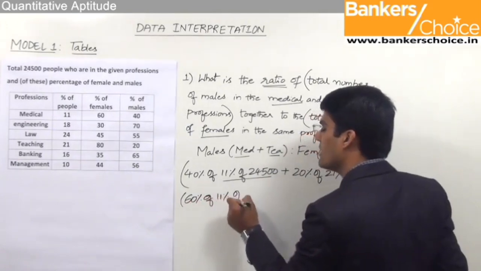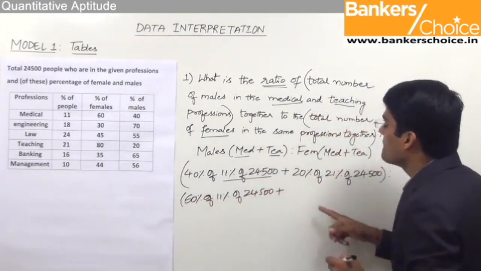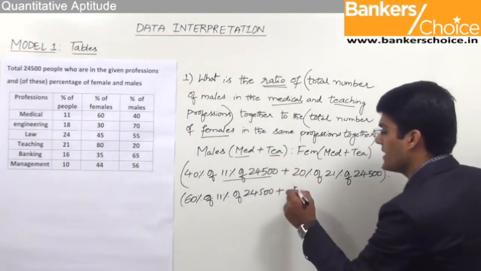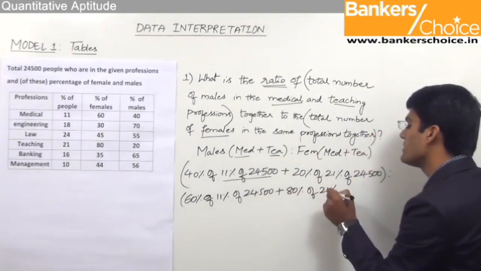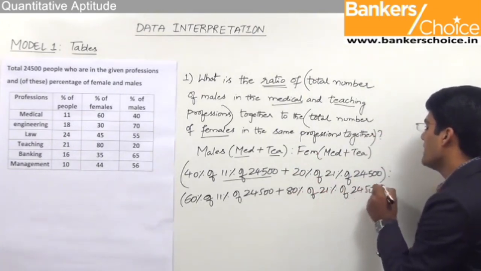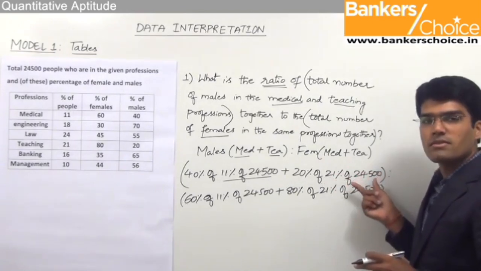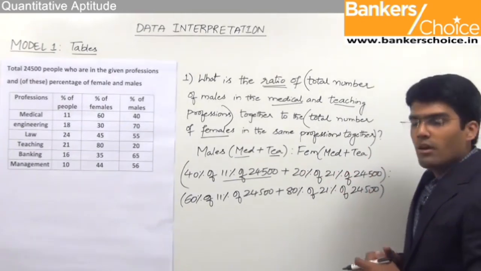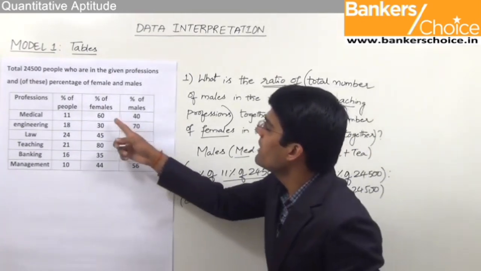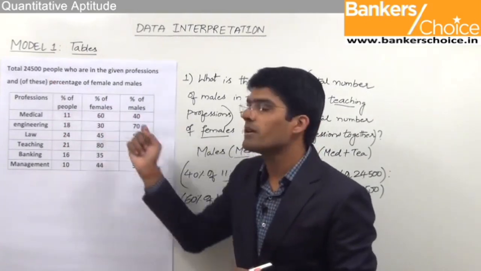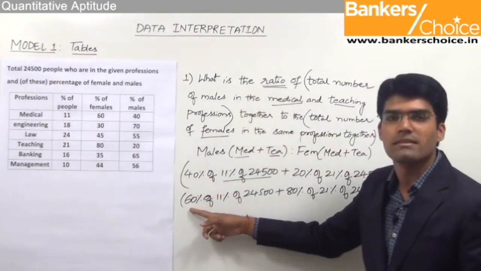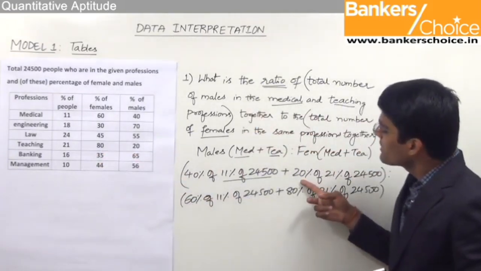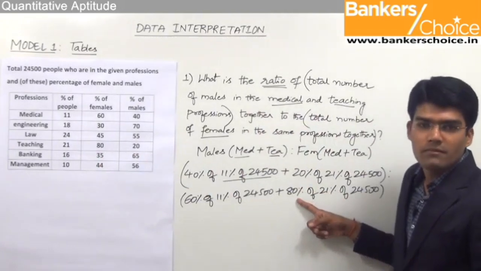Plus, if 20% are males in the teaching profession, the remaining 80% will be females in the same profession. So we can say it is 80% of 21% of 24,500. And again, the second part remains the same. 21% of 24,500 is the total number of people in teaching. So whether it is for males or for females, the total will remain the same. So the point that we have seen is, instead of looking again at how many are females, 60% of 11% of 24,500, directly we can say if this is 40, this should be 60. Likewise, instead of again referring to the table and checking that this is 80%, directly we can say that if it is 20% here, that means 80% will be for the females.